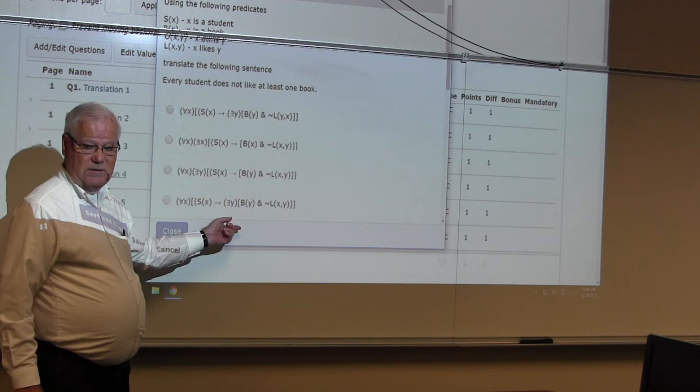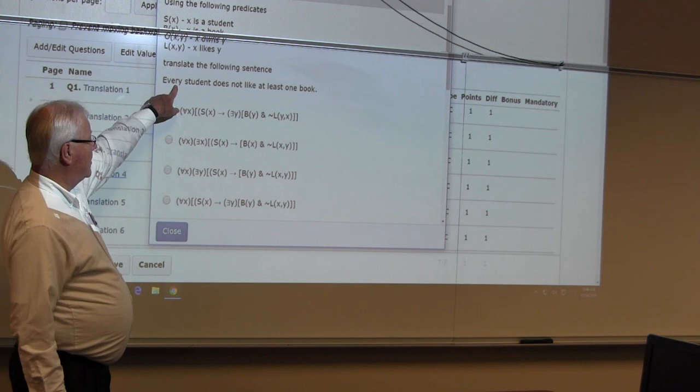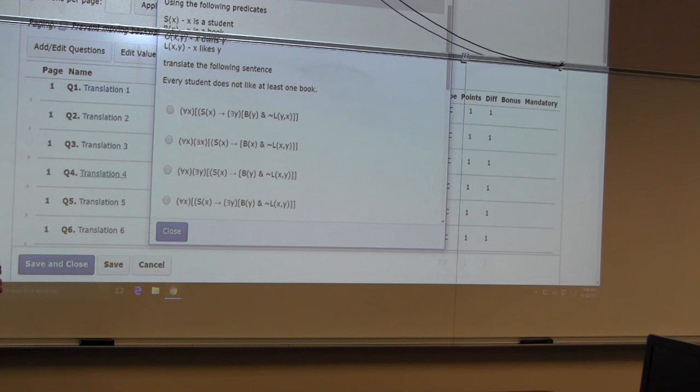Okay? And by the statement up here, every student does not like at least one book. I would say the implication there is it could be a different book for each student. Okay. So this one down here is the best answer.